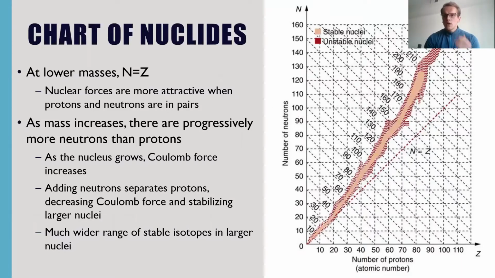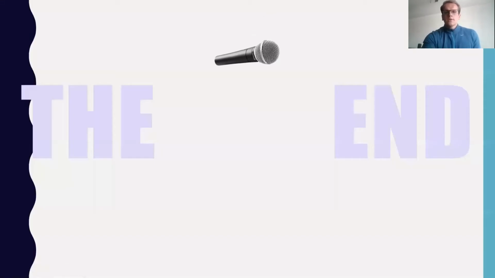So in addition to the larger number of neutrons that we see, that trend, there's also a trend of just having a wider variety of stable nuclei at larger masses. So down here towards the bottom, we see a very narrow range, but yeah, up here, that range increases a lot. So yeah, that sums up the nucleus.